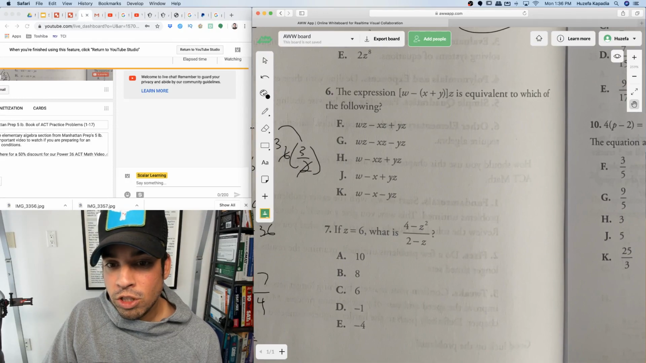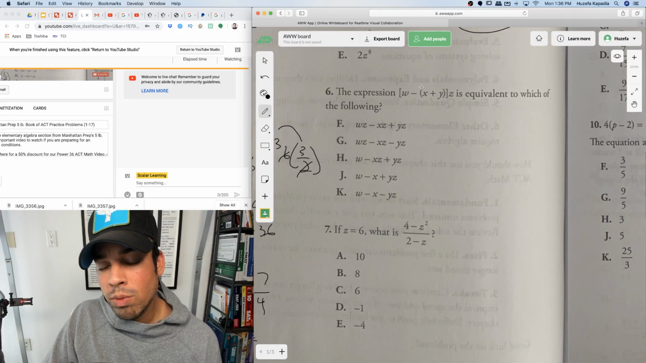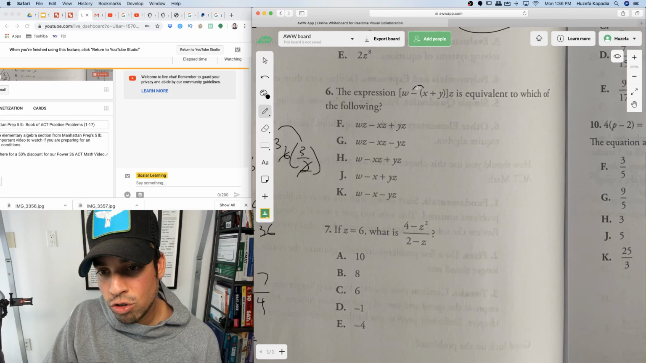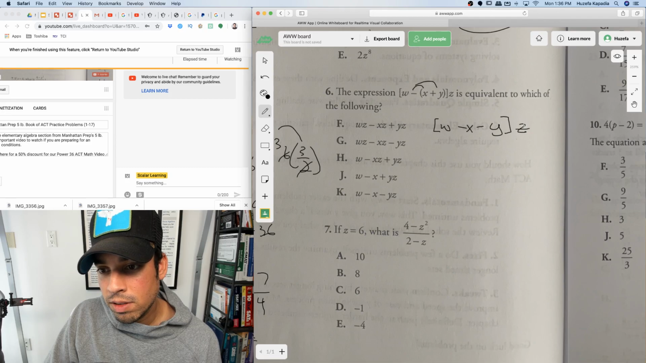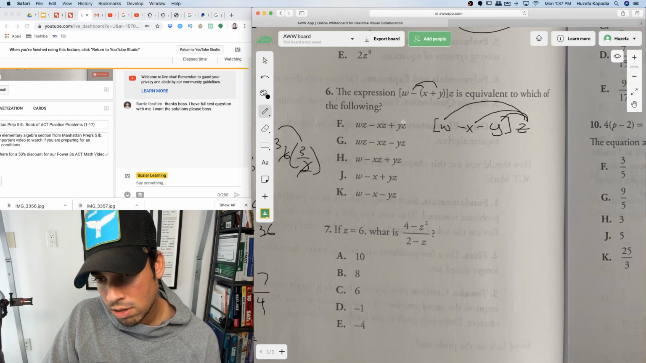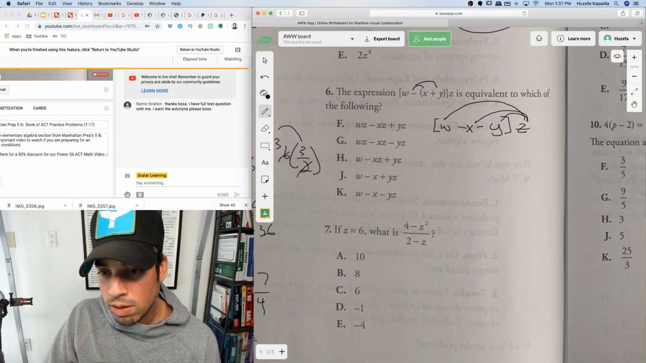The following expression is equivalent to which of the following? The way I'm going to simplify this is I'm going to first distribute the negative. So I've got w minus x minus y times z. Then I'm going to distribute this guy because it's multiplying everything in there. See how I go inside out? It's a common principle for how we want to operate.